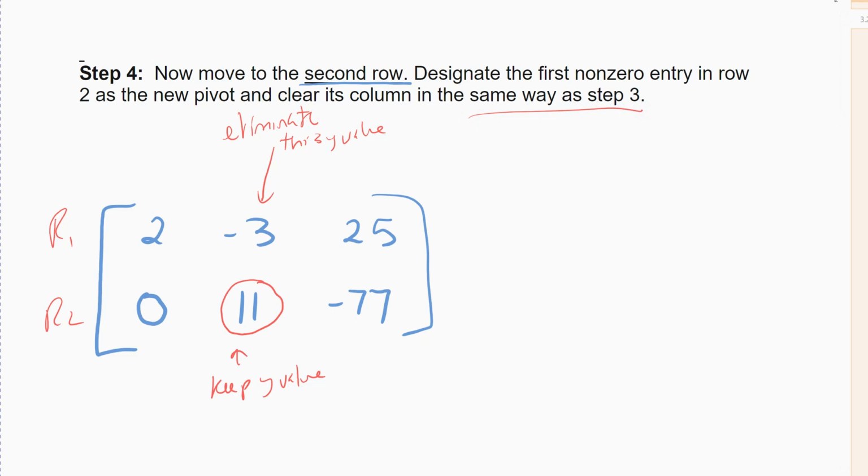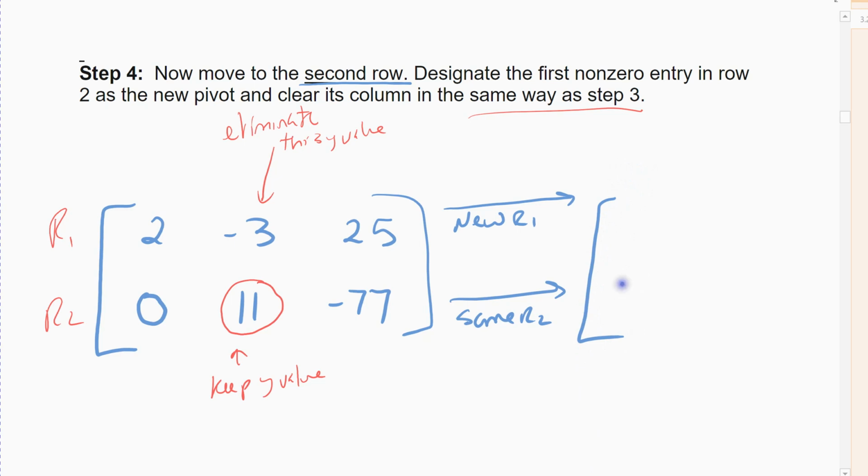Alright, I am going to get a new row 1, which will zero out that y value. I keep the same row 2. That stays the same. And so when I go over here and I write it out, I'm just going to go ahead and write out my 0, 11, -77. Alright, that stays the same. My x value is gone, my y and my constant.